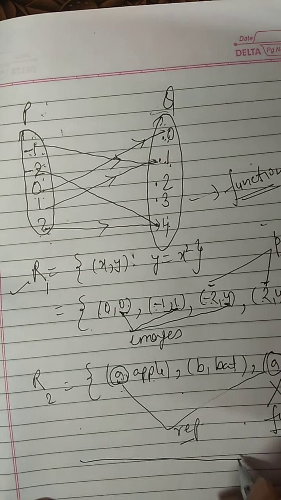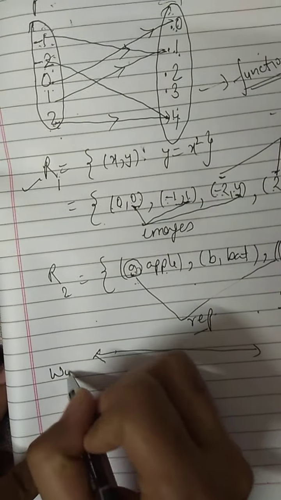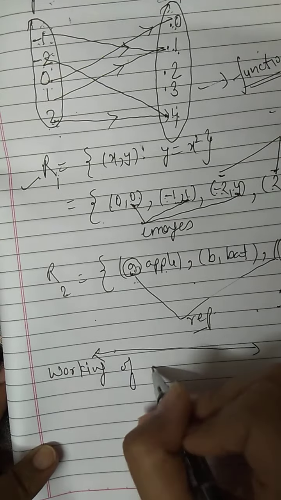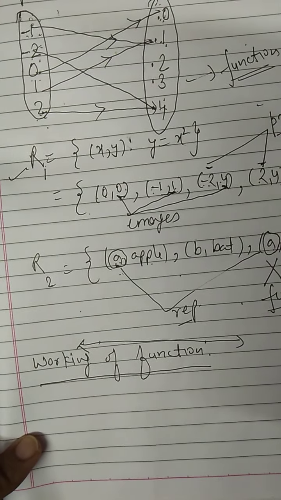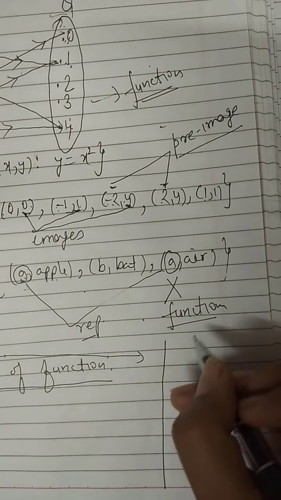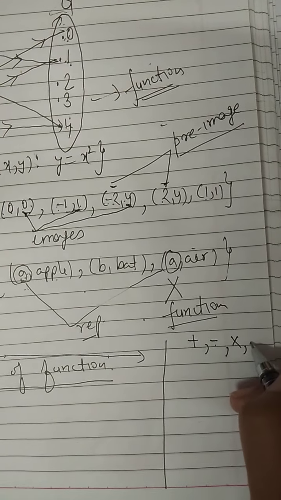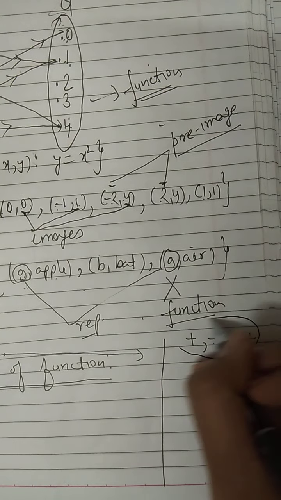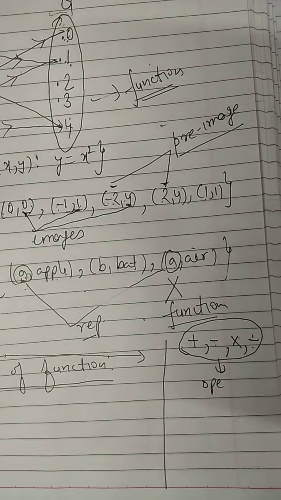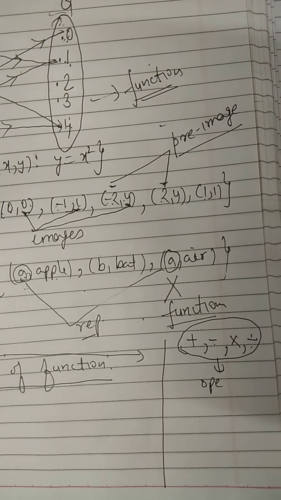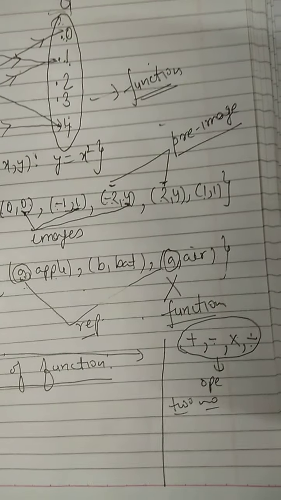Okay, now how the function works, that we will understand. Let me write down the working of function. Let me remind you, addition, subtraction, multiplication and division are called mathematical operators. And in order to use any one of these operators, how many numbers do we need? At least 2 numbers should be there, right? So these are called mathematical operators.